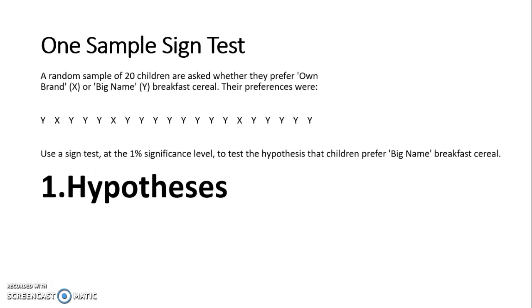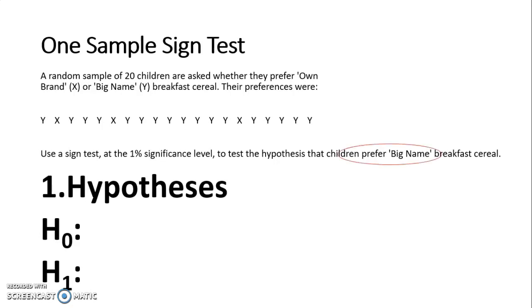Now, unlike most of these distribution-free tests, we cannot use eta for this question because eta refers to the population average and we don't have an average. We are simply looking at a preference of X and Y. So our hypothesis needs to reflect this. We still need to use our null and alternative hypothesis, so H0 and H1, but they're going to be a little bit different for this one.